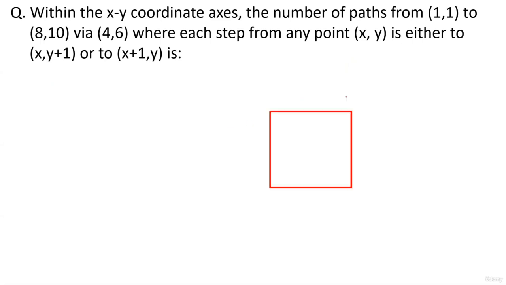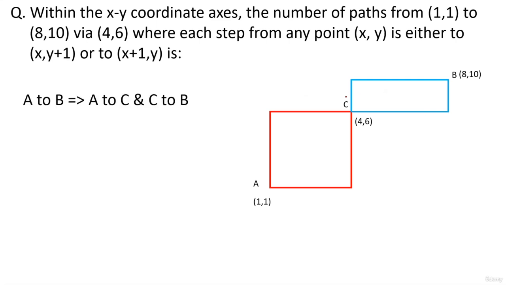Okay, guys, so let's see. Here we have a grid. Okay, A is (1,1), C is (4,6), and then B is (8,10). So what do we have to do, guys? We first have to find the number of ways from A to C, the number of ways from C to B, and then we multiply both of them, right?